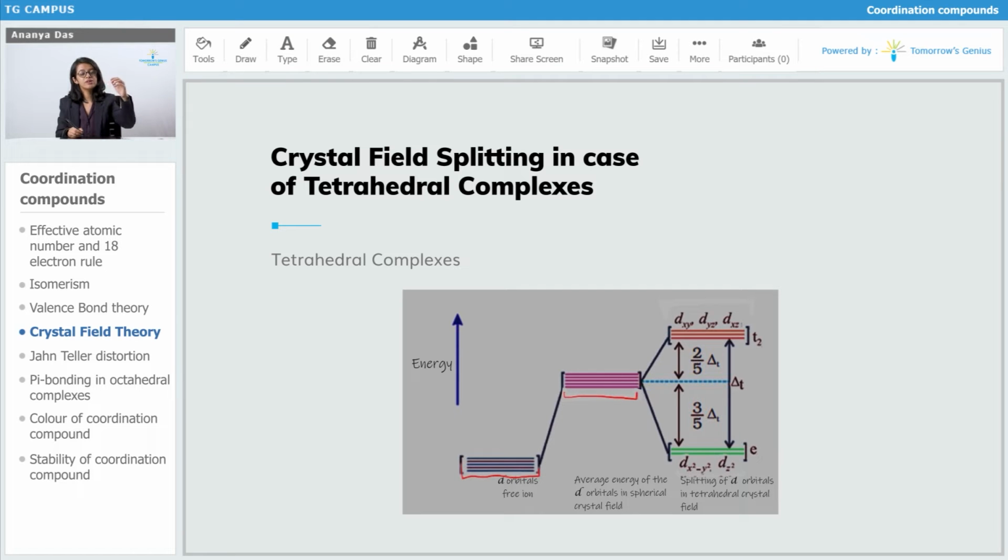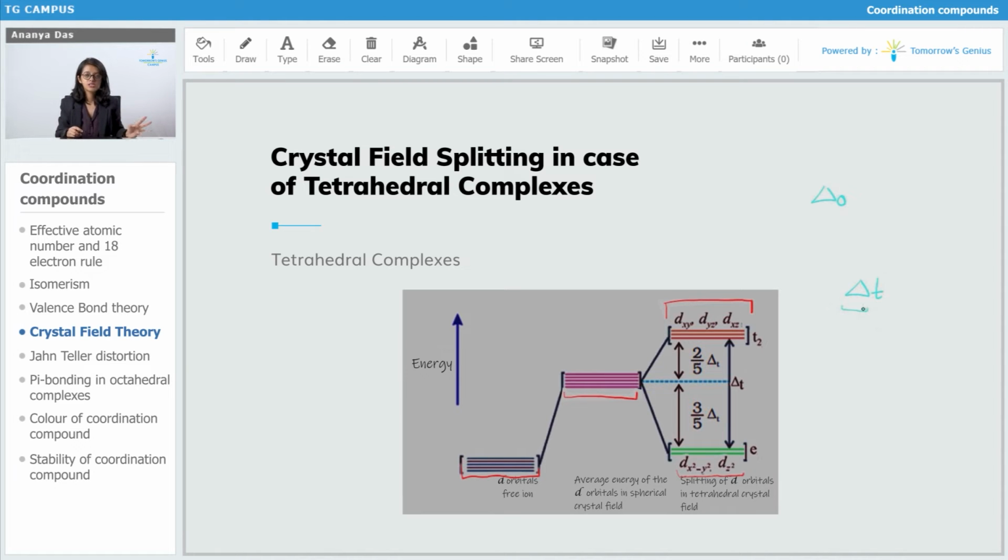Then when the ligand comes closer, it can be seen that it is approaching towards the non-axial orbitals. So the non-axial orbitals get increased in energy, and the axial orbitals get decreased in energy. This entire difference is known as del T. For octahedral complexes, if you remember, it was del O. For tetrahedral complexes, the difference between T2 and E is del T.